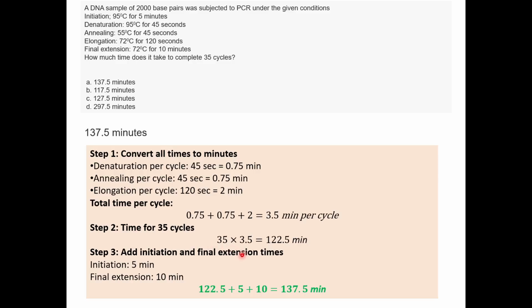So the total time per cycle is 0.75 plus 0.75 plus 2, which is 3.5 minutes per cycle. So for 35 cycles, we just multiply it by 35 and we get 122.5 minutes. Next, we have the initiation, which is only done once, and final extension, which is also done only once. So that is 5 minutes and 10 minutes. So 122.5 plus 5 plus 10 gives you 137.5 minutes. So the total program will take 137.5 minutes to complete 35 cycles.